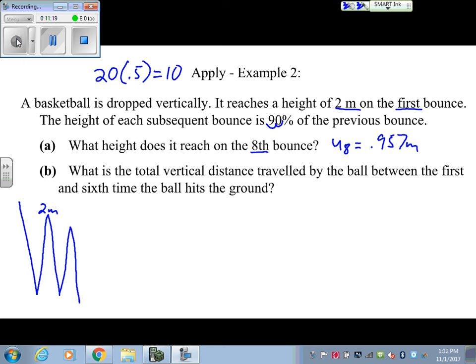And now I'm going to bounce up again. This is my 4th bounce. Bounce up again. This is my 5th bounce. And do it one more time.